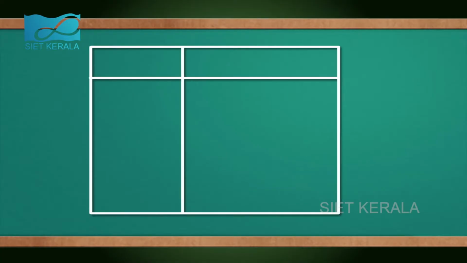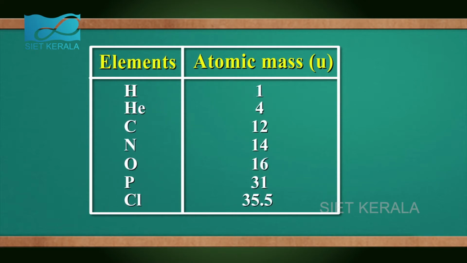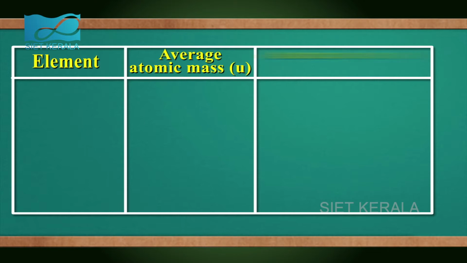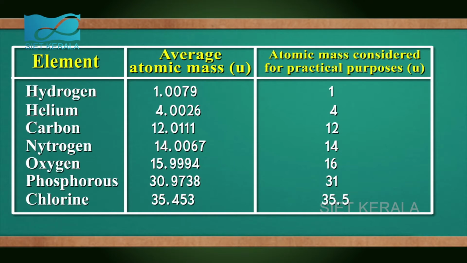The following table shows the atomic masses of different atoms. In this table, the masses of hydrogen, helium, carbon, nitrogen, oxygen, phosphorus, and chlorine are given.